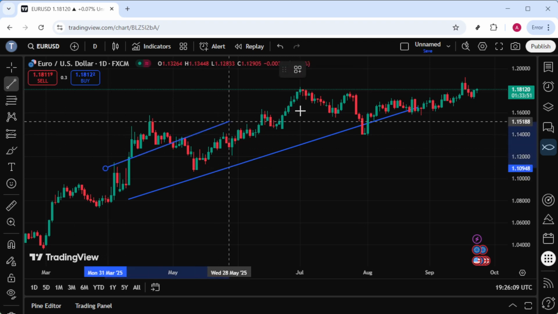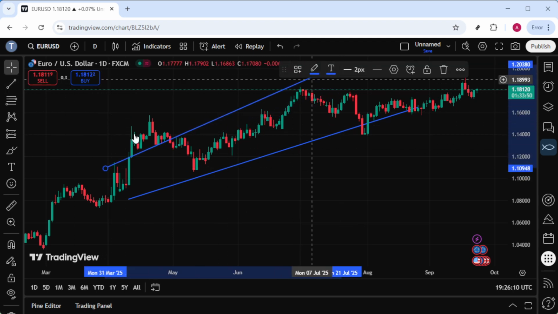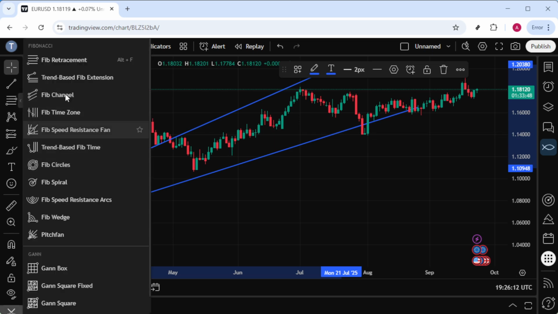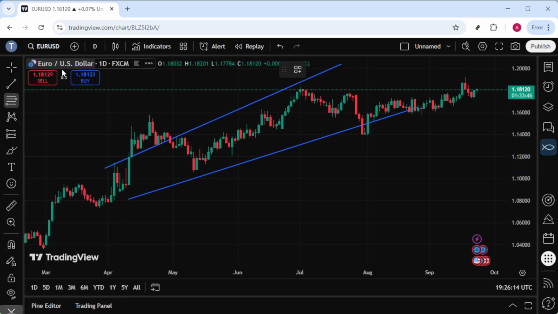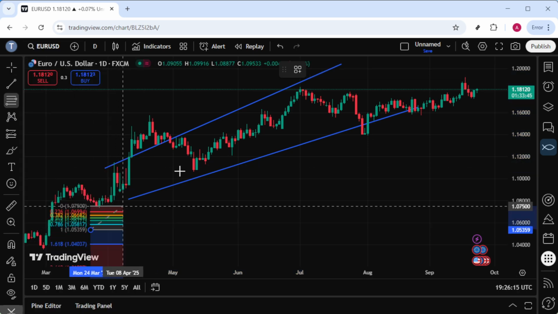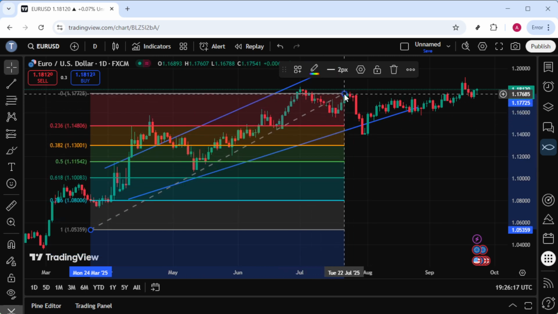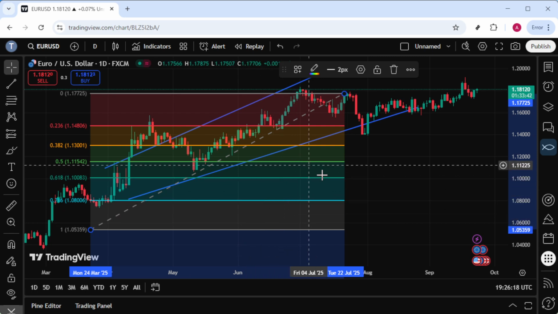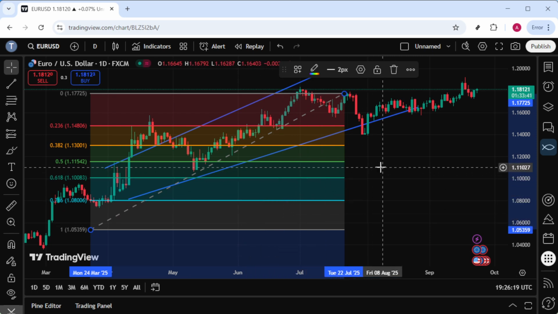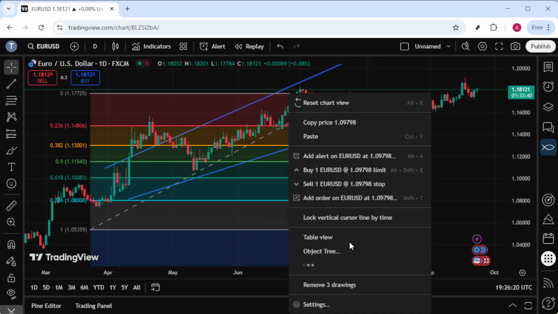Next up, we have the Fibonacci tools. TradingView offers several different types of Fibonacci retracement and extension tools. These are particularly useful for identifying potential support and resistance levels based on historical price movements. By applying the Fibonacci tools, you can get a better understanding of where a market might retrace its steps or find new support during an uptrend or a downtrend.